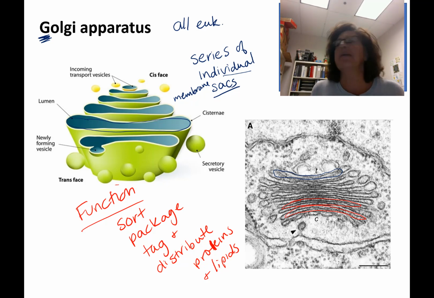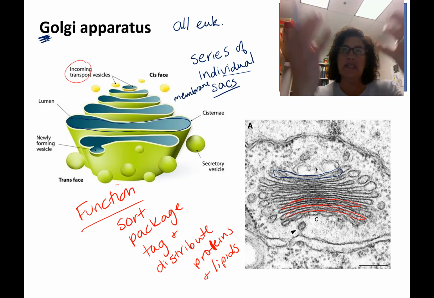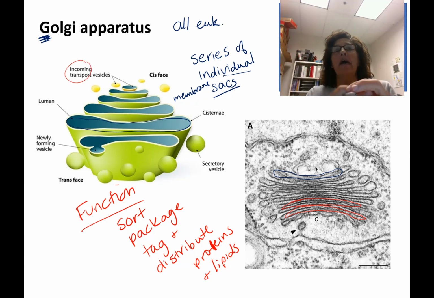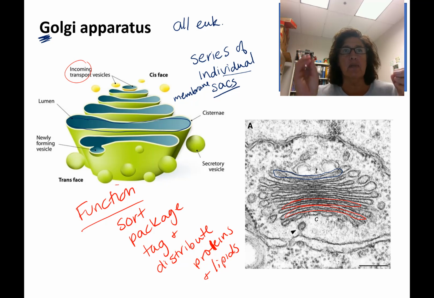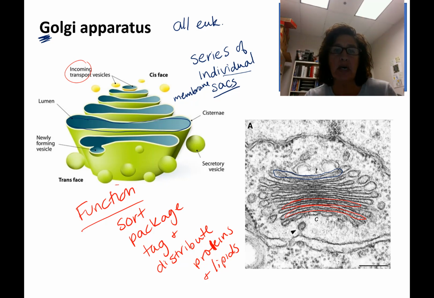The Golgi, some people describe it as the UPS of the cell. So it gets stuff, you can see incoming, usually from the ER, and it will sort it, maybe tag it with sugars or other modifications so that that molecule knows where to go in the cell. It will package it into these vesicles, which is our next term, and distribute it to the right parts of the cell. Again, yep, all eukaryotic cells, plants and animals.